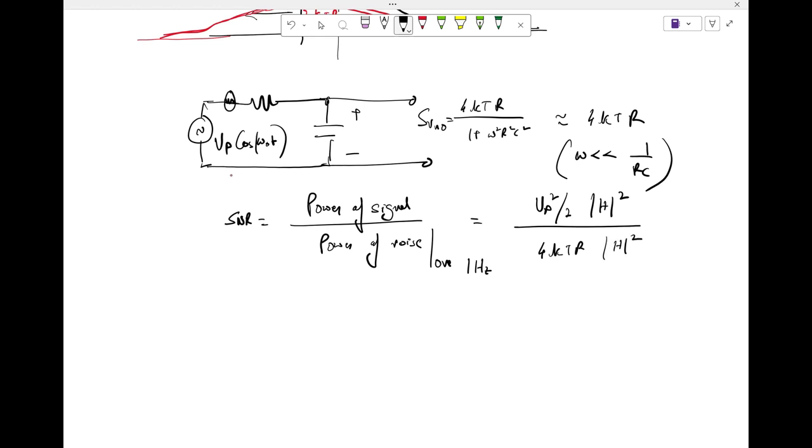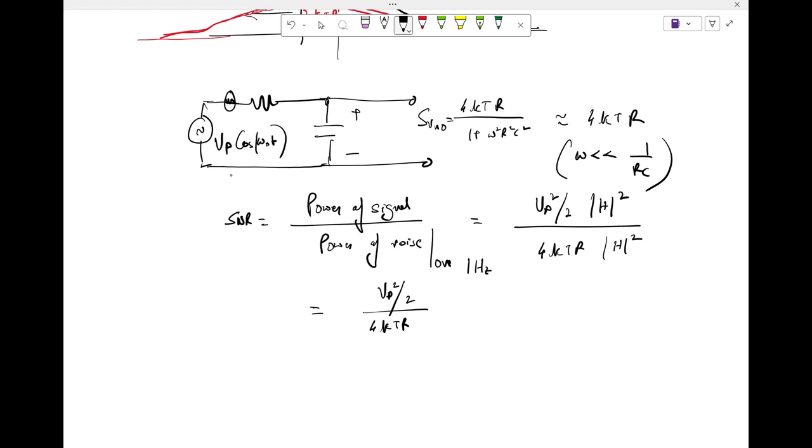So which essentially becomes Vp squared over 2 by 4kTR for this particular circuit, right? Because mod of H will cancel for both cases because it's seeing the same transfer function, but that need not necessarily be the case always, right? It's simple to assume that if you have a resistor somewhere else, the transfer function will not be the same. Okay, fine.